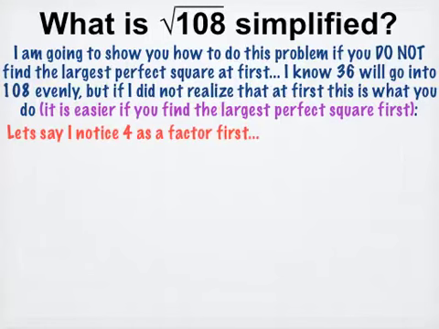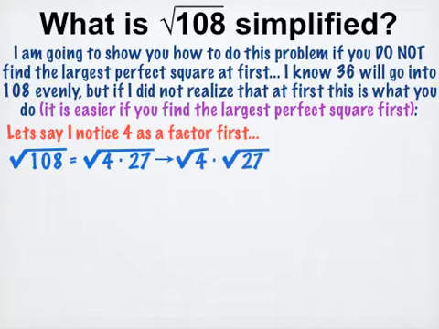Let's say that I notice 4 is a factor first. 4 is a perfect square, and 4 is a factor of 108. So what I can do is rewrite the square root of 108 as the square root of 4 times 27. I'm going to use the multiplication property to break this up into the square root of 4 times the square root of 27. The square root of 4 is 2, and then I need to multiply that by the square root of 27. So my first step, I would get 2 square roots of 27.